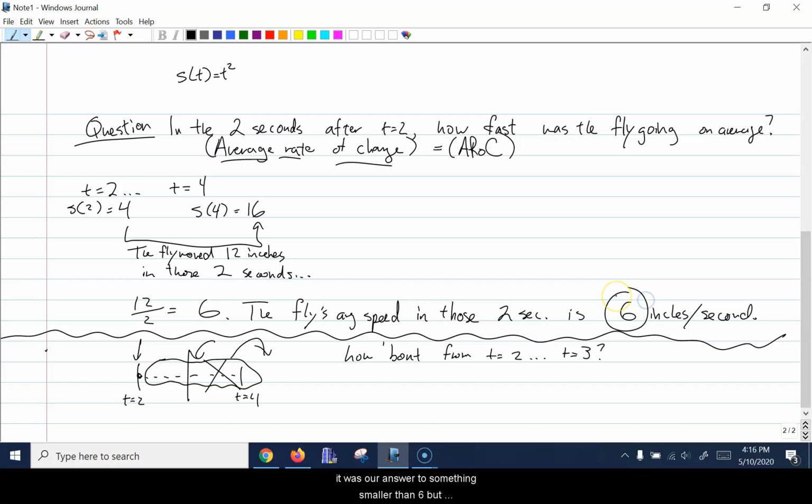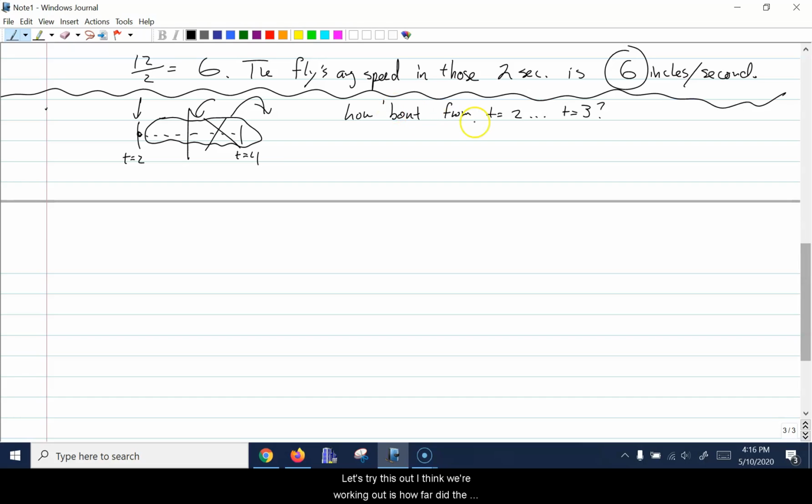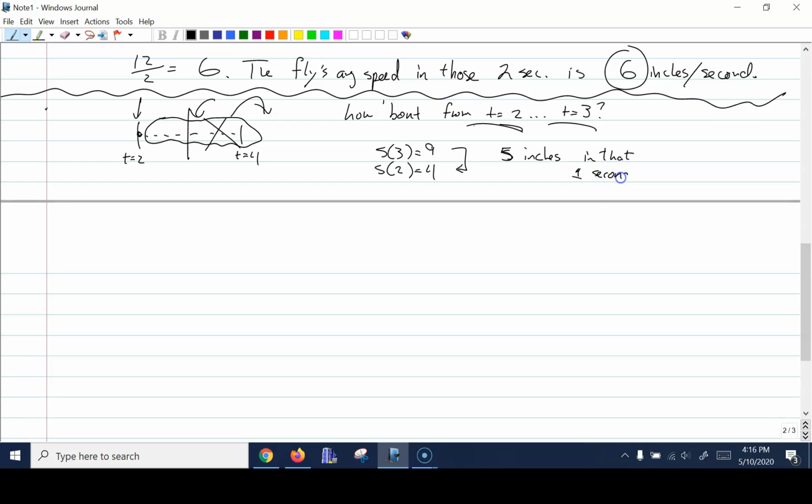If I knew our answer was something smaller than 6, and I keep getting it's smaller than this and then smaller than this, that's more and more information about the answer to the question we want. So let's try this out. The thing we're working out is how far did the fly go? S of 3 is 9, S of 2 is 4. The gap between those is 5 inches in that 1 second. So now our estimate is 5 inches per second, 5 over 1. And that's a better estimate.